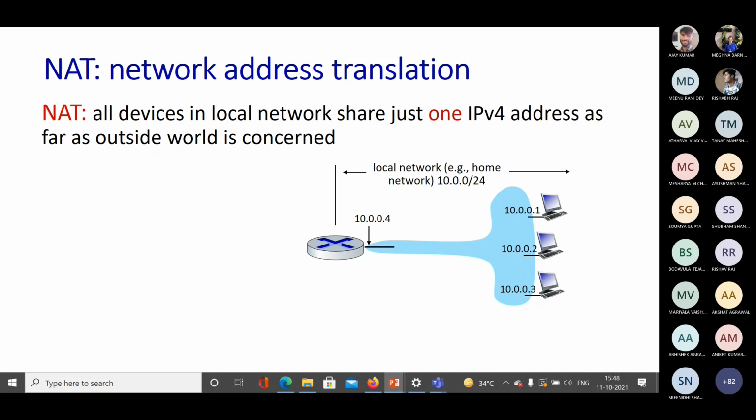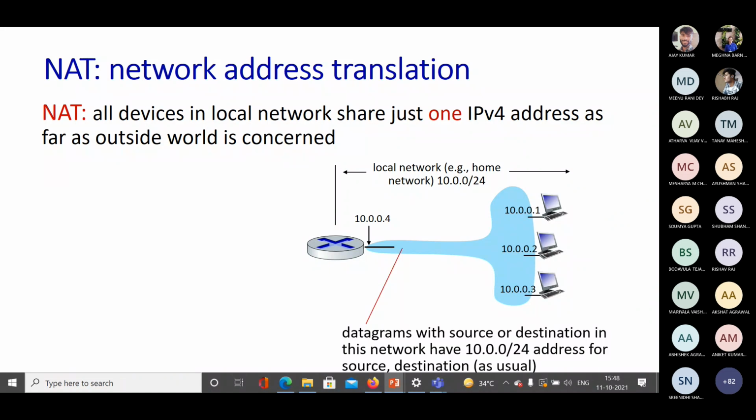So the outside world will know your organization or your particular subnet as one IP address, one IPv4 address. But all the other devices inside your subnet can be given any other IP address of your choice, making it a local network or a home network. Let's see what happens here.